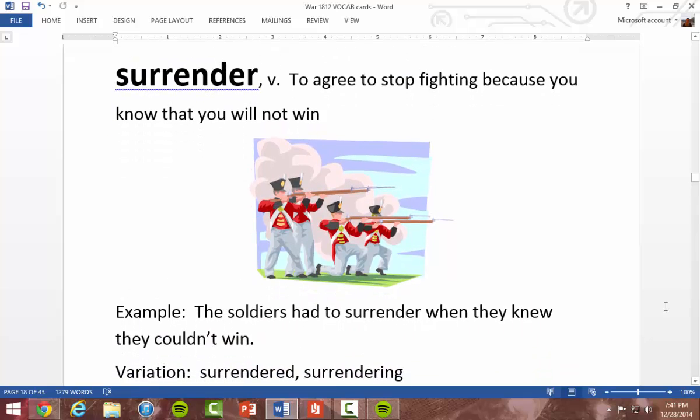Surrender, this is a verb, to agree to stop fighting because you know that you will not win. Example, the soldiers had to surrender when they knew they couldn't win. A variation is surrendered or surrendering.